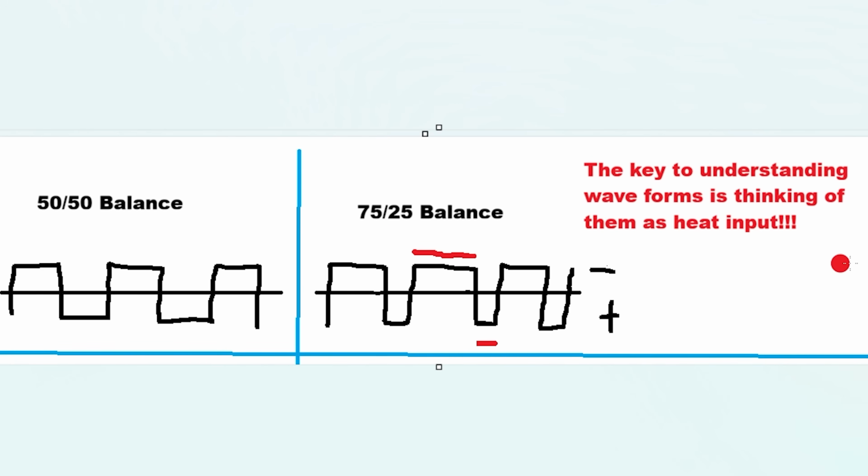Now, like I have written up here, a key to understanding waveforms is thinking of them as heat input. This is 100% true. If negative is penetration, then this is how much heat you're putting on that, and this is how much heat you're putting on the cleaning action. So it doesn't matter if it's triangle, sine wave, or square wave, that's just heat input. You need to understand that so that when we start looking at pulse and a lot of other things, this all makes sense.